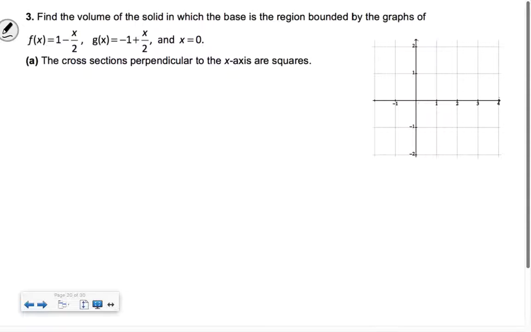All right, so let's do this one. It says find the volume of the solid in which the base of the region bounded by the graphs of f of x equals 1 minus x over 2. Do we know what that looks like? That's a line. The slope is -1/2. The y-intercept is 1. So I'm going to go down 1, right 2.